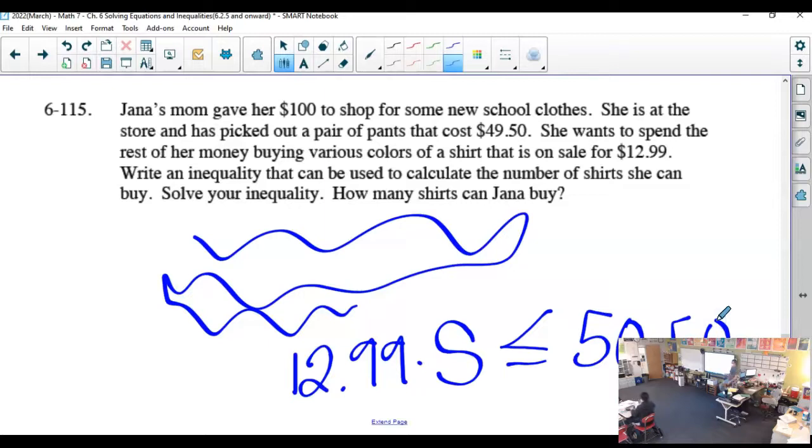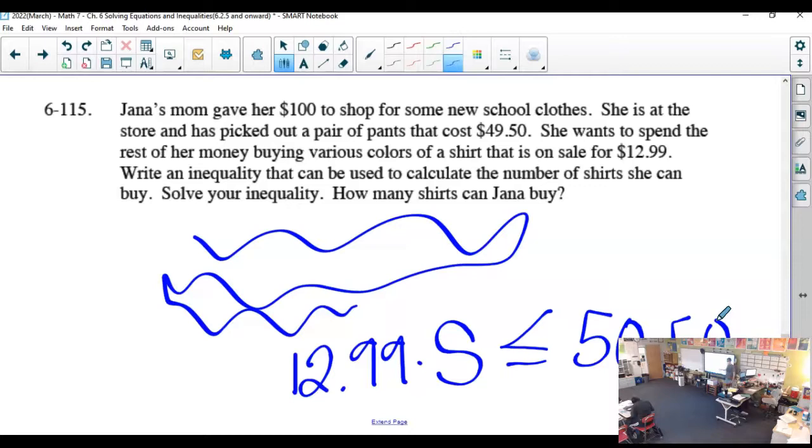Now, when you're at the store, you're going to call this $50. Like if we're talking about real math. And you're going to call this $13. What's 13 times 2? 26. What's 13 times 3? 39. Could I spend another $13? No. Because I only have like 50 bucks left.